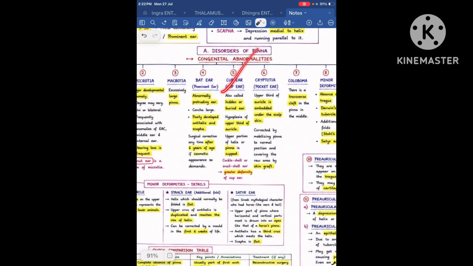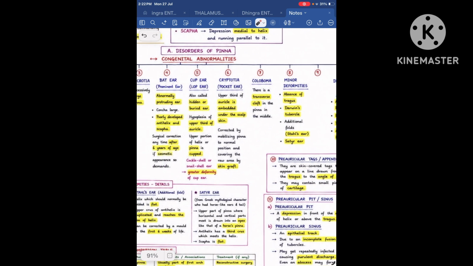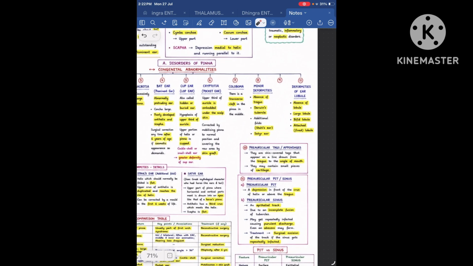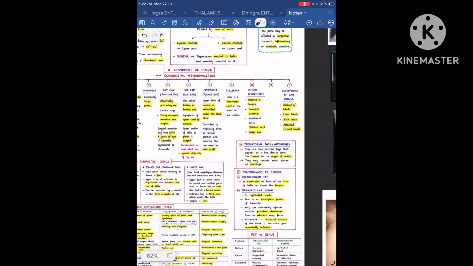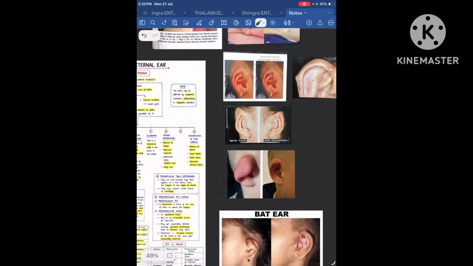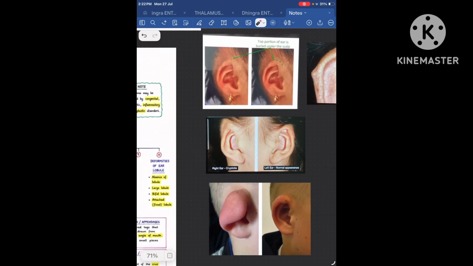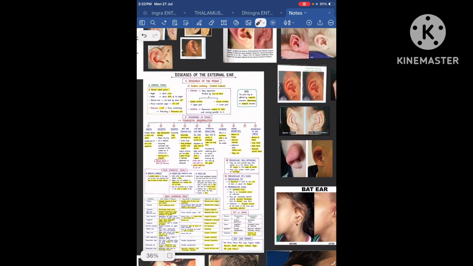So, cup lop ear is also known as hidden or buried ear. There is hypoplasia of the upper third of the auricle. Yes. And the pinna looks like a cup. And the greater deformity is known as cockle shell or snail shell. Clear. Now, let's talk about cryptotia. That is known as pocket ear. See this diagram, this image. You can see this ear is embedded in the skin of the scalp. This is your cryptotia, also known as pocket ear.